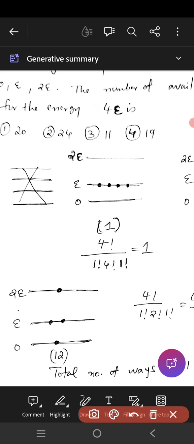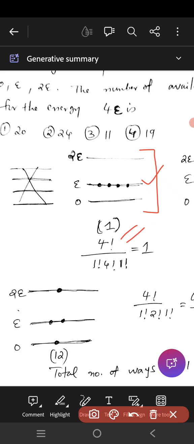One configuration is this. Here we can see no particle in the energy level 0, all four particles in the energy level epsilon, and the energy level 2 epsilon empty, because all four particles are in the energy level epsilon. And there is only one microstate possible for the system for this configuration.